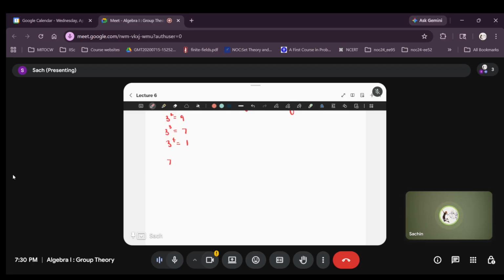We have defined a cyclic group to be a group that is generated by some element in the group. And when we say G is generated by A, it is understood that A is an element of G.